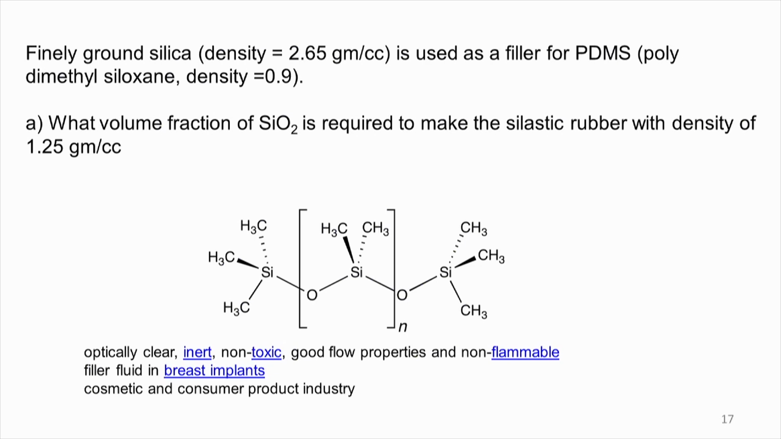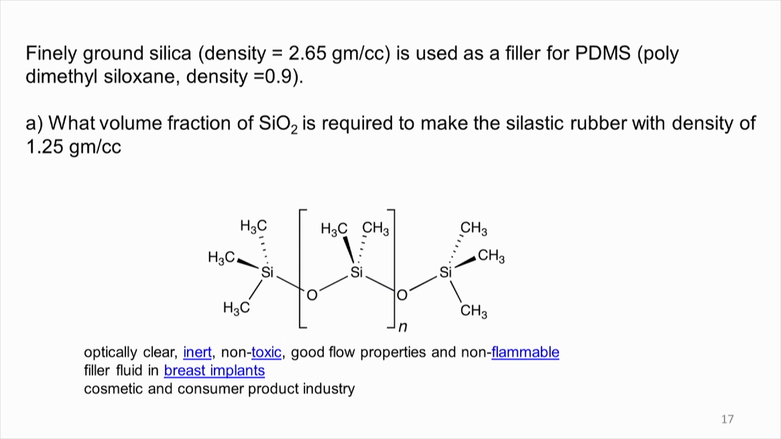Look at this, finely ground silica, that has a density of 2.65, is used as a filler for polydimethylsiloxane, which has a density of 0.9. Okay, this is a polymer, this is the structure of this polymer, dimethylsiloxane, silica is there, that is why it is called siloxane. It is optically clear, inert, non-toxic, good flow properties, non-flammable. It is used quite a lot in the cosmetic, consumer product industry, it is used as filler in breast implants. So, because of its clarity, it is used widely in cosmetics. Okay. That is this.